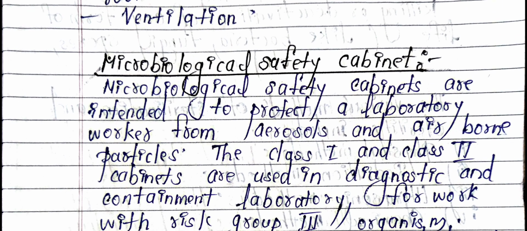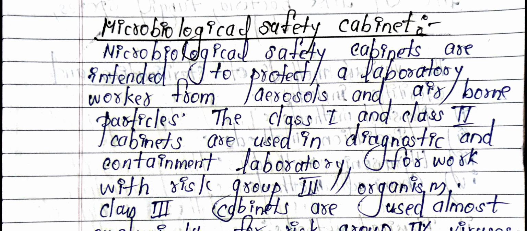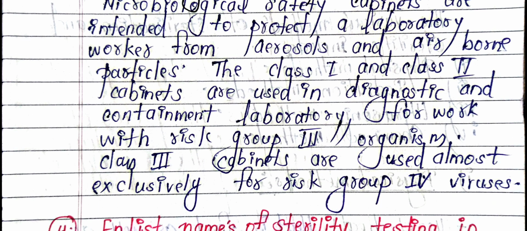Microbiological safety cabinets. Microbiological safety cabinets are intended to protect the laboratory workers from aerosols and airborne particles. The Class 1 and Class 2 cabinets are used in diagnostic and containment laboratories for work with risk group 3 microorganisms. Class 3 cabinets are used almost exclusively for risk group 4 viruses.